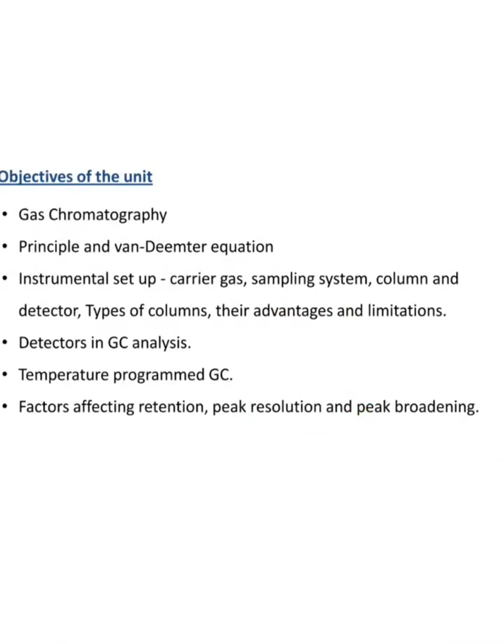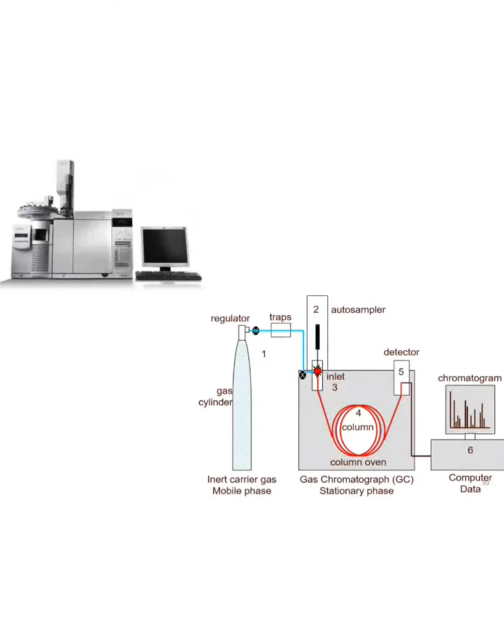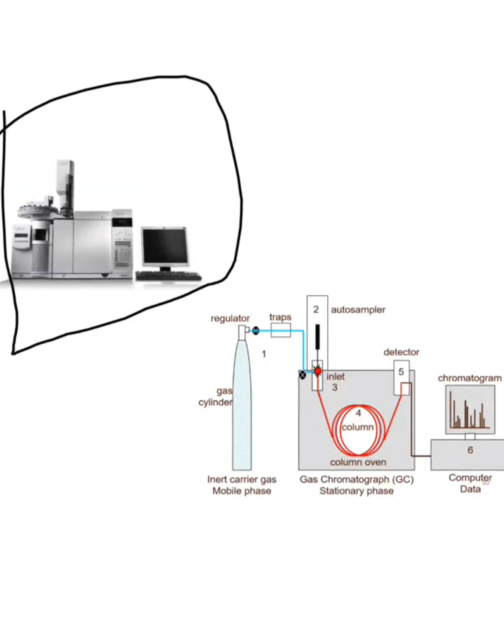In gas chromatography, in unit 14, you are going to study the gas chromatography principle and instrumentation, carrier gas, the different types of gas used in the gas chromatographic technique, detectors and temperature used in gas chromatography, and factors affecting retention, peak resolution, and peak polarity. So this is the instrument. This is the gas chromatograph.